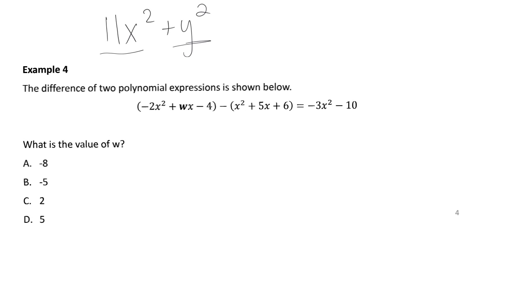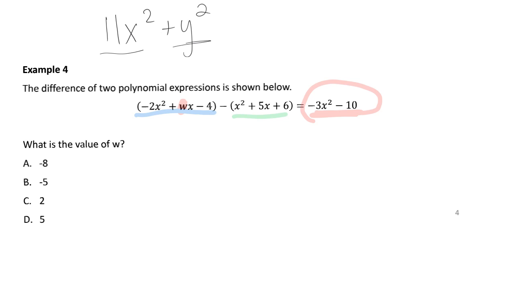So it says the difference of two polynomial expressions is shown below. It's got all that stuff. We have to find what the value of w is. So there's a w here that we have to figure out. Okay, and it gives us what the answer is. So somehow this expression and this expression equals this last expression here.